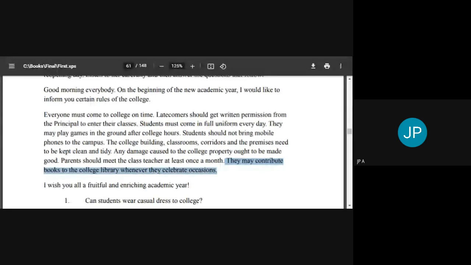As a student, our duties and our obligations are what the principal is talking about here, those duties which we have to perform. So that is what is indicated in this talk by the teacher.